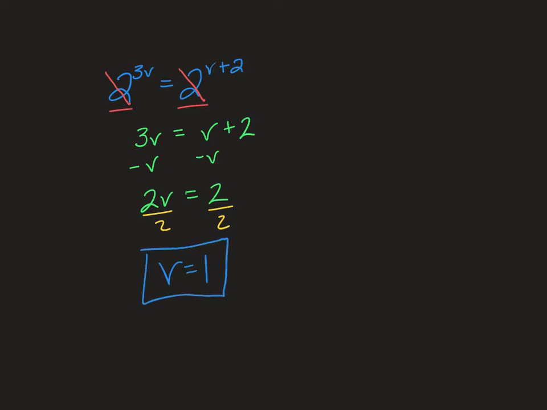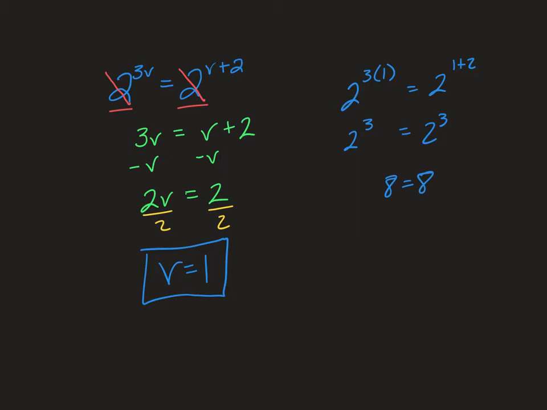You could go back and plug in that answer and see if that works. If we have 2 times 2 to the 3 times 1 power, well, that's going to be 2 to the 3rd power. And then the other side would be 2 to the 1 plus 2 power, which is 2 to the 3rd power. And 2 to the 3rd power is 8, and of course 8 equals 8. So we can check our answers there.